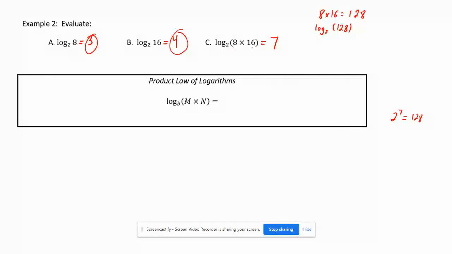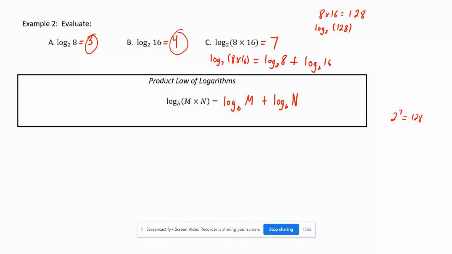Okay, so the idea is log base 2 of 8 times 16 gave us the same answer as if we took log base 2 of 8 individually, plus log base 2 of 16, because this answer was 3, this answer was 4, and 3 plus 4 gave us this answer of 7. So this is an example of the product law of logarithms. Generalized, for any base, and this is on your formula sheet too, we have log base b of m plus log base b of n.